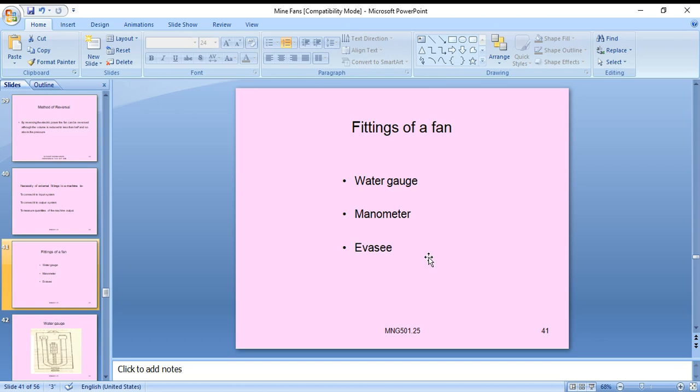Similarly, the water gauge is established in the fan inside the meter. It is used regularly to monitor how much pressure is developed, whether 720 mm or 700 mm. Inclined manometers are used for the purpose of calculating the peripheral velocities and total velocity. We need the manometers also. So these fittings are very important for the fan.